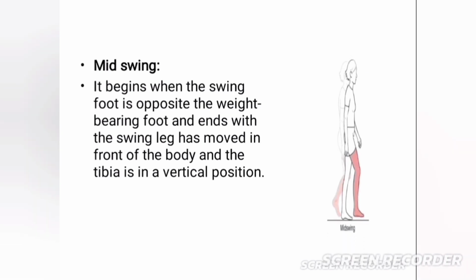Then the mid swing. Mid swing begins when the swing foot is opposite the weight bearing foot and ends when the swing leg has moved in front of the body and the tibia is in the vertical position. Here in this figure you can see this pink limb moves forward in the swing phase, in front of your body, and your tibia remains in the vertical position. That is called the mid swing.